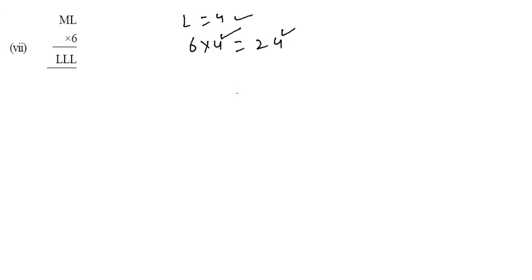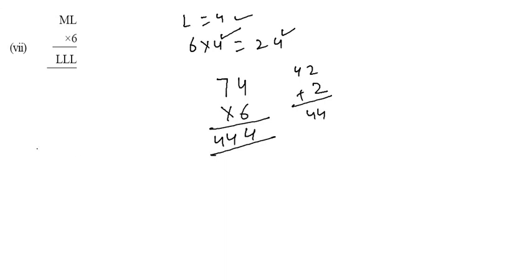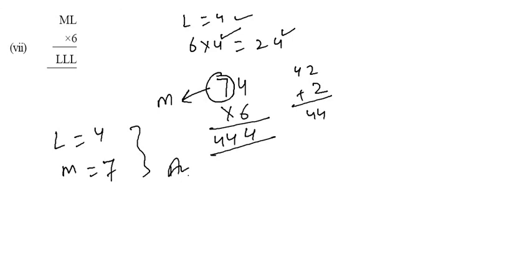L as 4, so you can write 4 here, and here is into 6. 6 times 4 is 24, so carry is 2. Now it is 7, and 6 times 7 is 42, and 2 more is 44, so you have to write 44. So all the digits are the same, that means L is equal to 4 and M is equal to 7. That number is denoted by M, so M is 7, so that will be your answer.